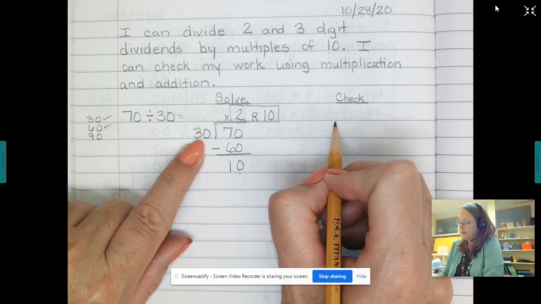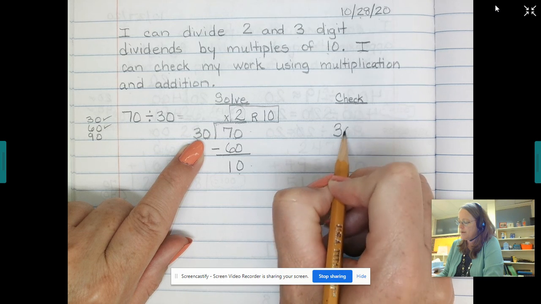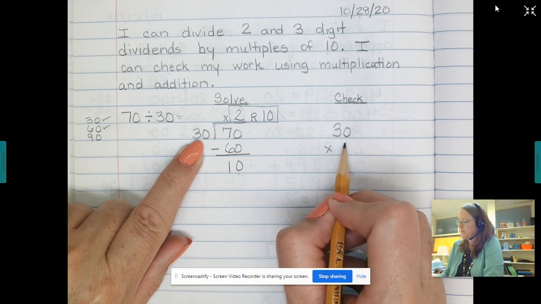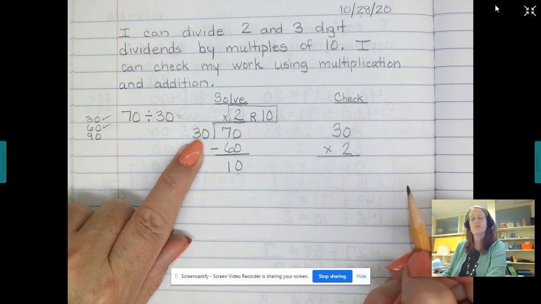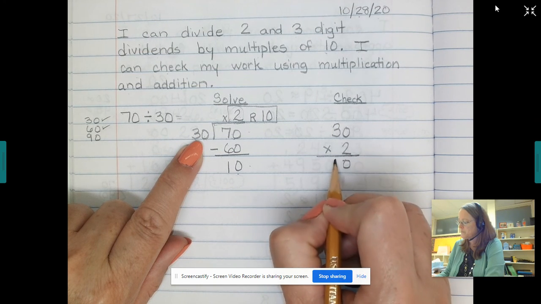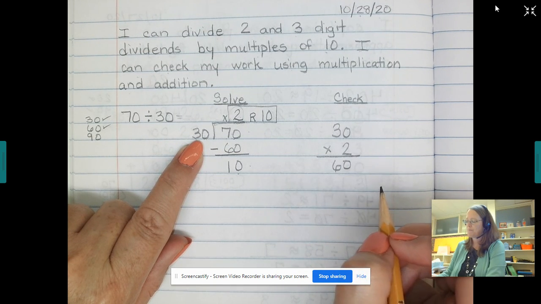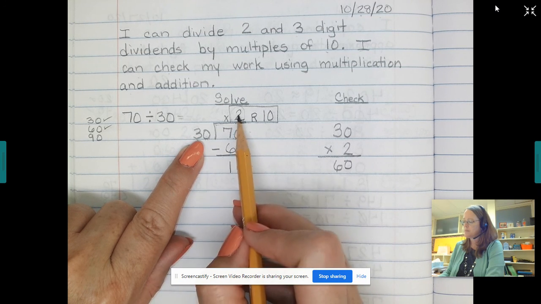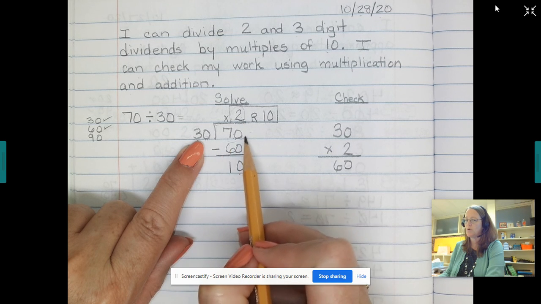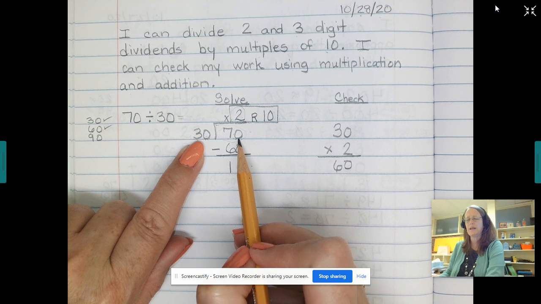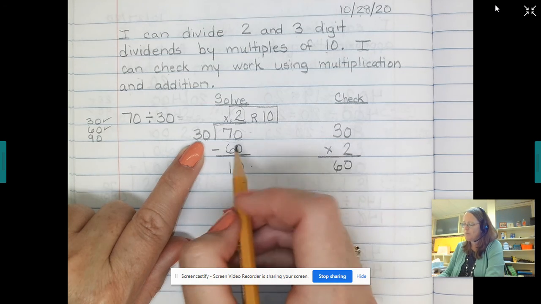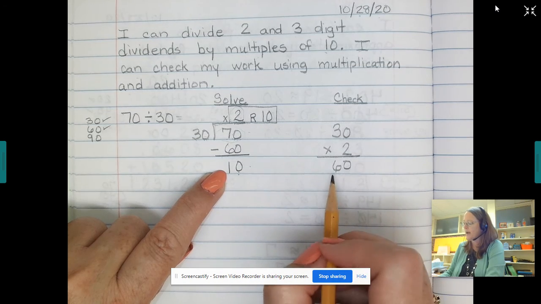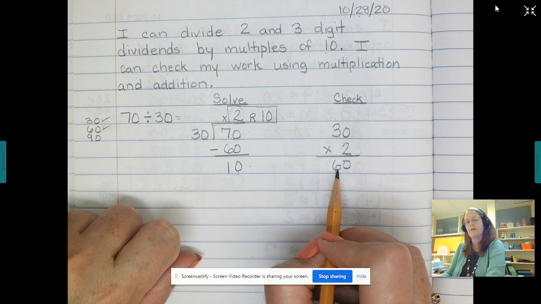So 30, I'm going to put 30 on top because it has the most digits, times 2. Well, what is 30 times 2? It is 60. This times this, my quotient times my divisor, should equal my dividend, but wait a minute, it doesn't. Do you remember that we had a remainder? Whatever your remainder is, you need to add it back into your product over here.